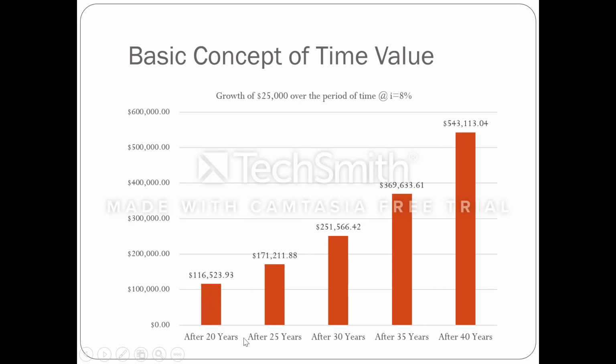Within the same 20-year time period, this 116,523 simply did not double. In fact, it increased much more to 543,113, because the interest which you are earning over the period of time has the opportunity to earn interest on itself. This concept will be much clearer in the next few slides.